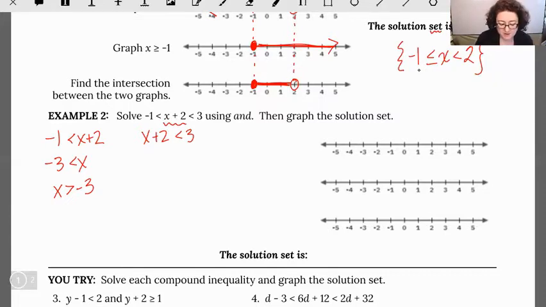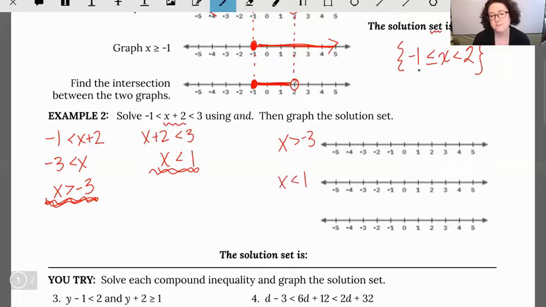Okay, and then our second one, so let me just underline this a little. So in our second one, x plus 2, again, subtract 2 from both sides, we're going to get x is less than 1. And so these are our two inequalities that we're going to graph. So x is greater than -3, x is less than 1.